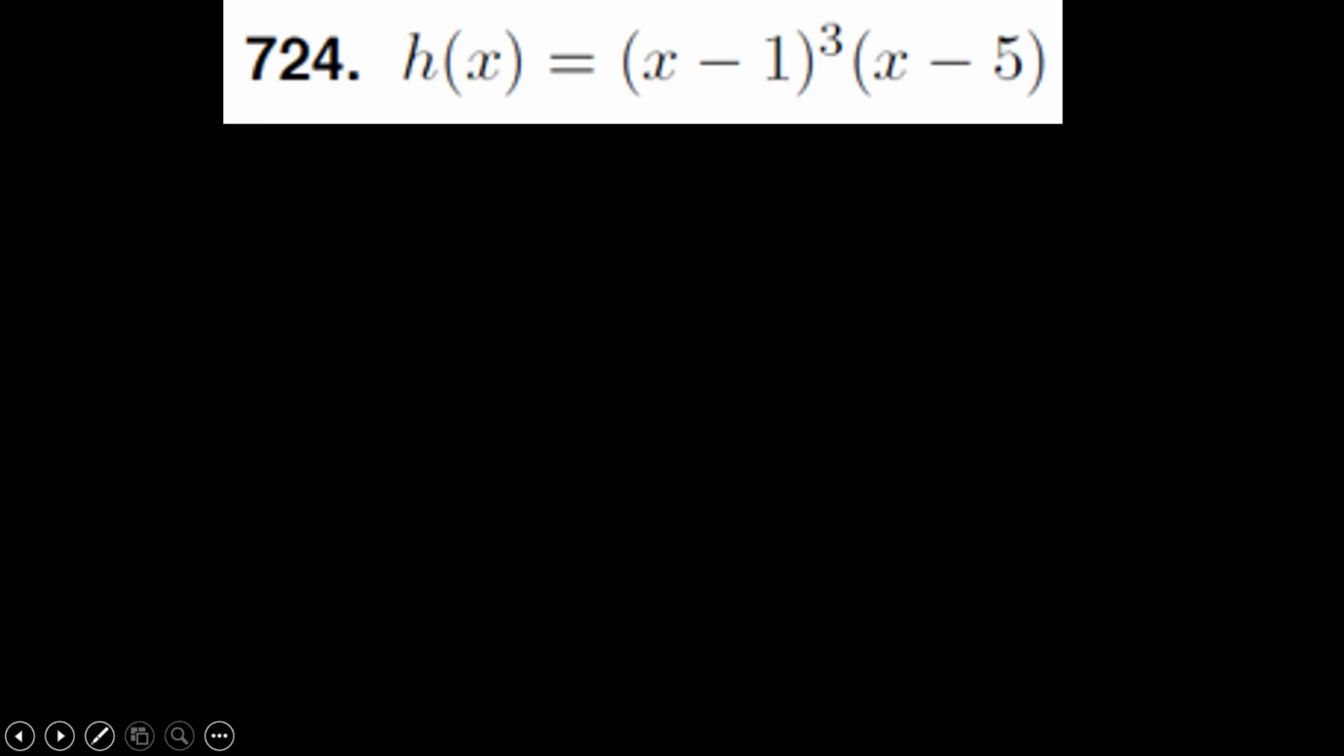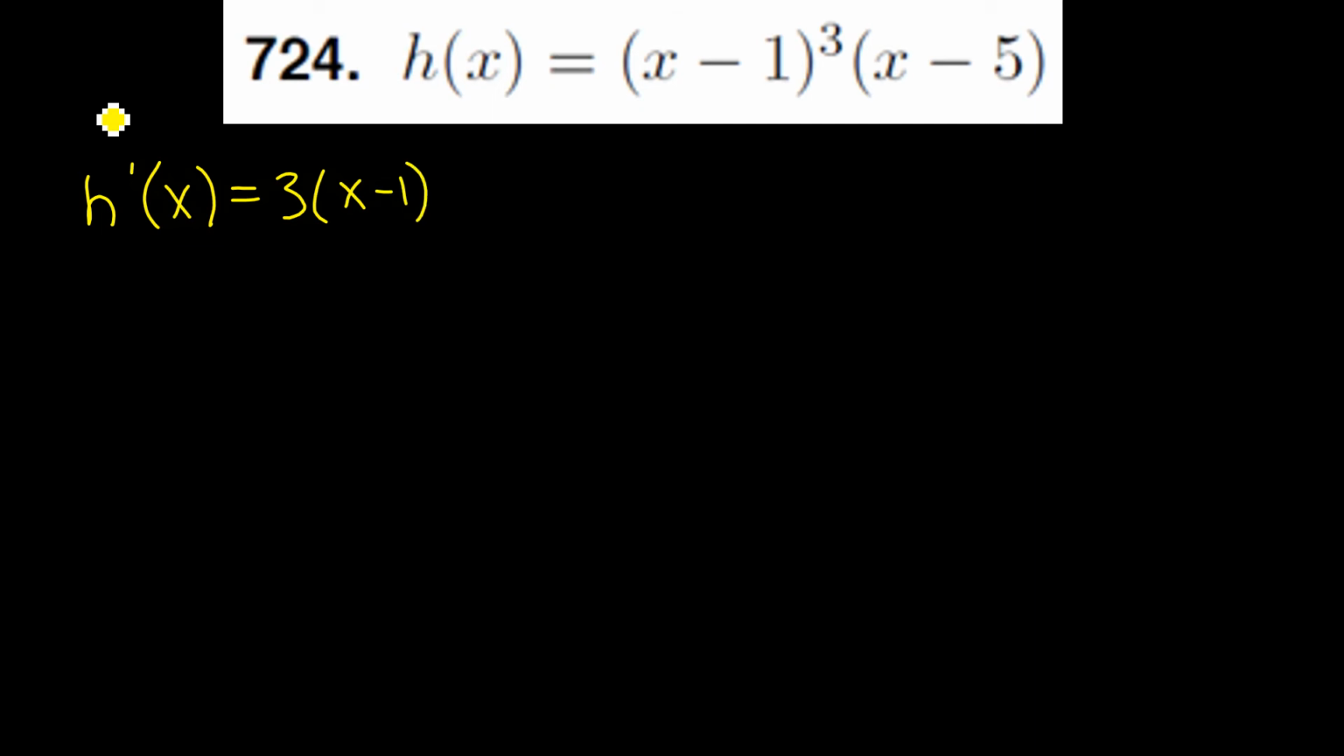So when we do h prime for this, we have to do the product rule. So h prime of x is going to be the derivative of our first term, which is 3 times x minus 1 squared times 1 from the derivative of the inside. We multiply that by our second function, and then we add on the first function times the derivative of the second, which is just 1.